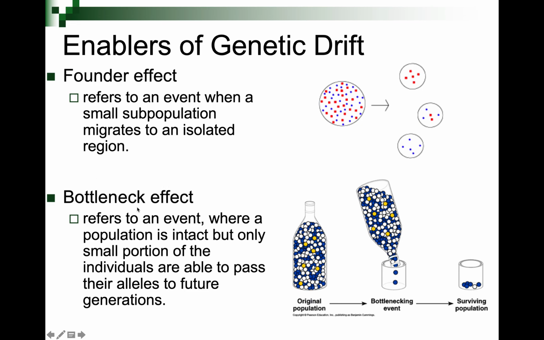And the bottleneck effect is a little bit different. This refers to an event where a population is intact, but only a small portion of the individuals are able to pass their alleles to future generations. So here's your original population. You have this bottleneck effect where only these individuals are mating and passing on their alleles. So the surviving population is very different genetically from the original population.